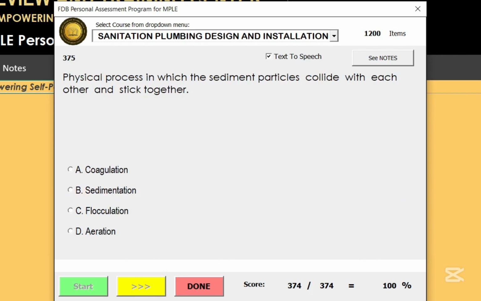Physical process in which the sediment particles collide with each other and stick together. A. Coagulation. B. Sedimentation. C. Flocculation. D. Aeration. Please pick your choice.